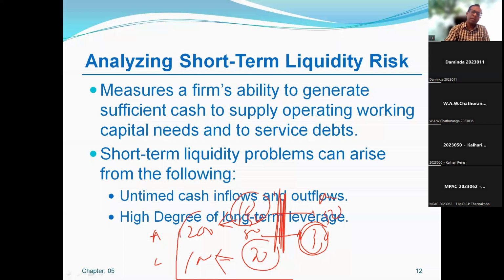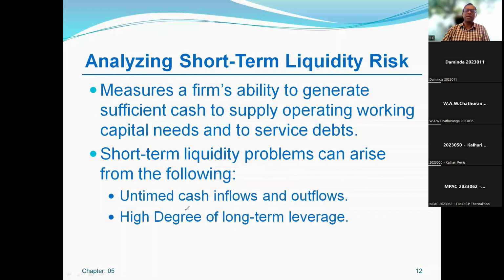Although your overall assets are more than the liabilities, by the end of January you have a problem because you have cash of 10, but you have a commitment of 20. So that creates issues. This is an example of a timing issue. You can have cash inflows and cash outflows, but if the timing doesn't match, if your inflow doesn't come in time to support the outflow, you can run into problems. That is the idea behind untimed cash inflows and outflows.